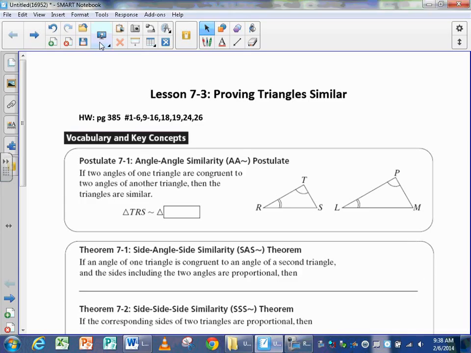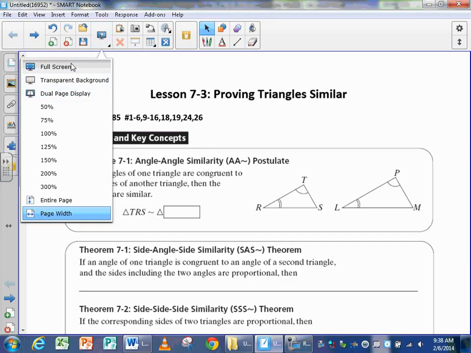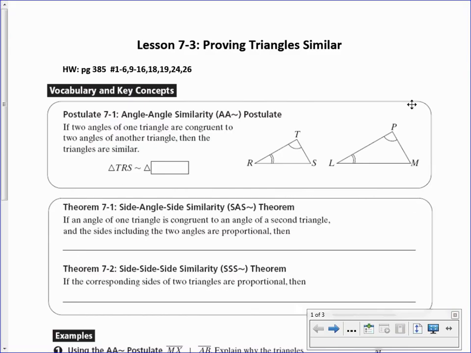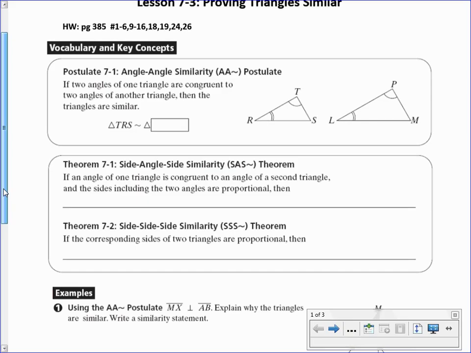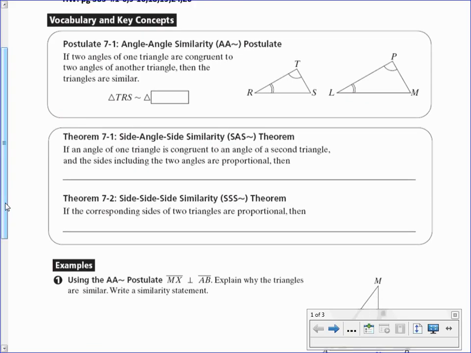All right, welcome to 7.3, Proving Triangles Similar. These should be pretty short notes here. Proving triangles similar is a lot like proving triangles congruent. And at first, what we told you is that we can only prove two things similar if all the corresponding angles are congruent and if all the corresponding sides are proportional. Actually, that's not entirely true. We can do it more quickly.